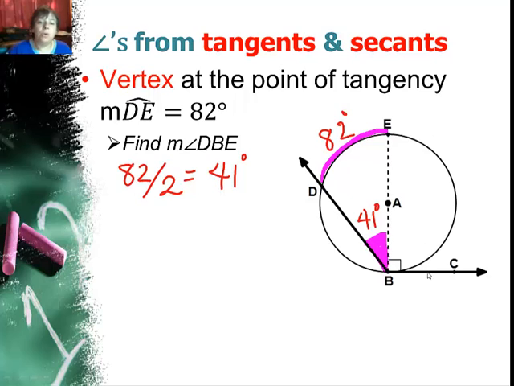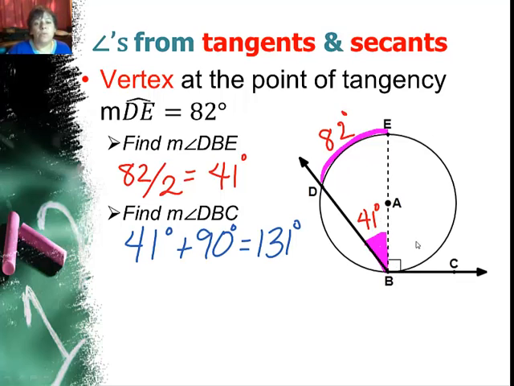Well, if I want this whole angle at DBC, I know that this is a right angle already because this is tangent. And I just add the 41 to the 90, and I get 131. So I've got 131 here. Let me go ahead and find the arc measure right here.